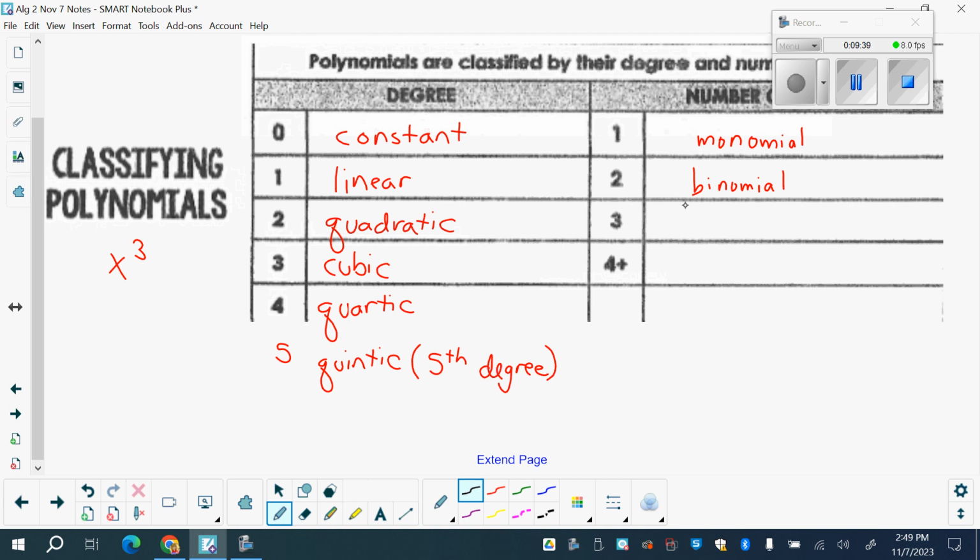3 terms. Trinomial. No, it's not. Mix up. So if it's 4 terms, we say polynomial, 4 plus, with blank terms. So if it's got 4 terms, it would be a polynomial with 4 terms.